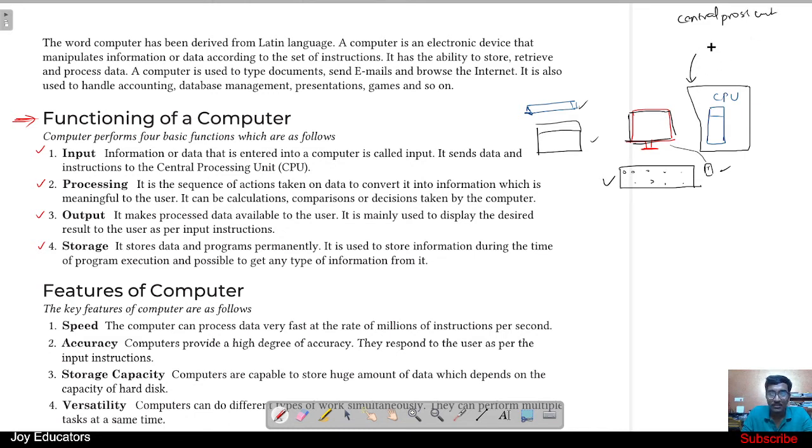CPU does the processing. There is also something called storage in the computer. You may have 1 TB or different sorts of storage. What is your computer storage? I think 1 TB. Oh, 1 TB, that's good. There are different types of storage. We'll learn about input, processing, output, and storage.